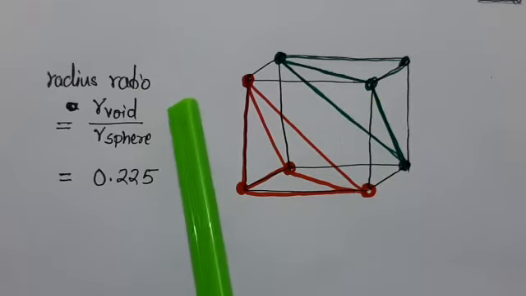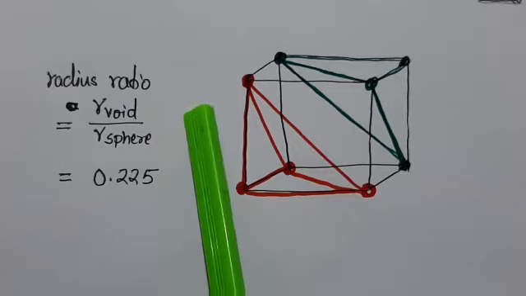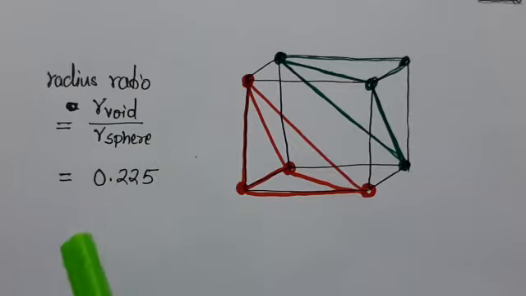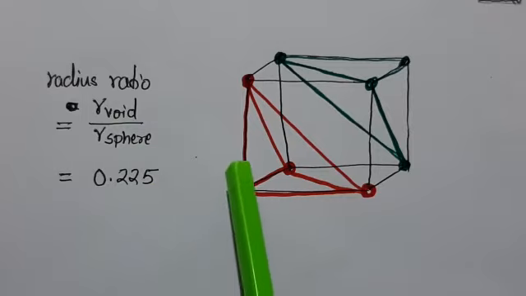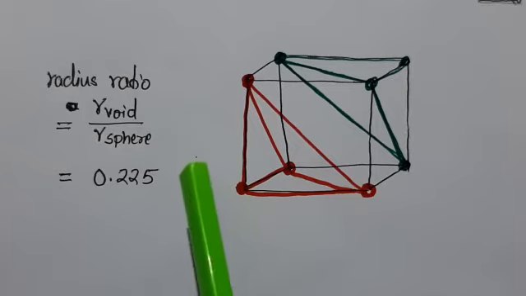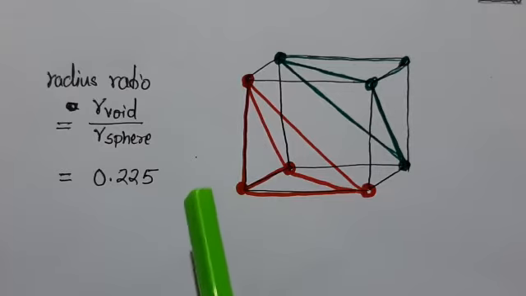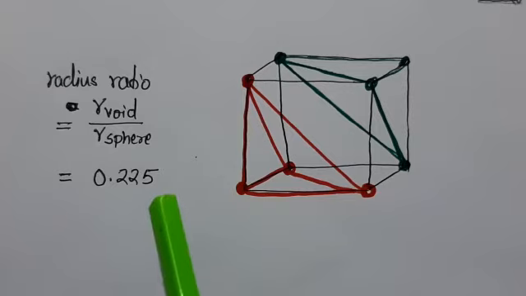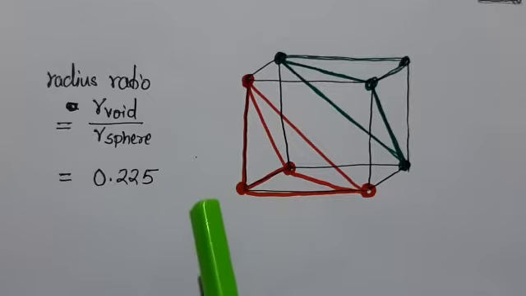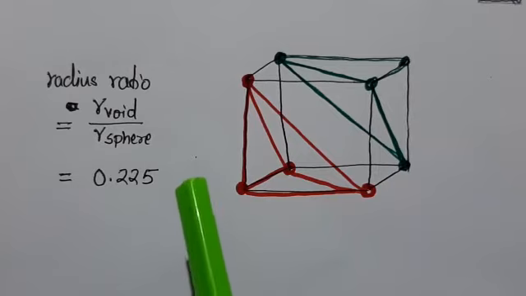The radius ratio in a tetrahedral void is r void upon r sphere equal to 0.225. CCP structure, cubic close packed structure, has 4 atoms per unit cell. Thus the number of tetrahedral voids is twice the number of atoms. That is, 4 twos are 8. 8 tetrahedral voids in 1 unit cell, in one CCP structure, FCC structure.